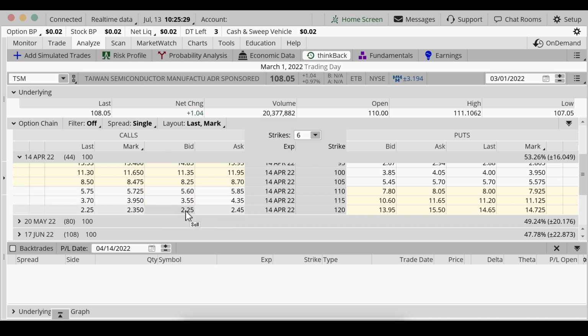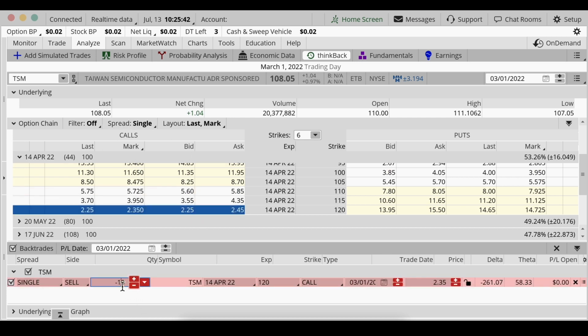The Analyze tab not only allows us to see the historical prices, we can actually even simulate the trades. So if I had sold the 120 call option with 44 days to expiration on March the 1st, let's just say that I sold one call option, and price-wise, let's just pretend that I managed to sell it at the mid price between 2.25 and 2.45. Now what we're going to do is find out what is the outcome of this trade.